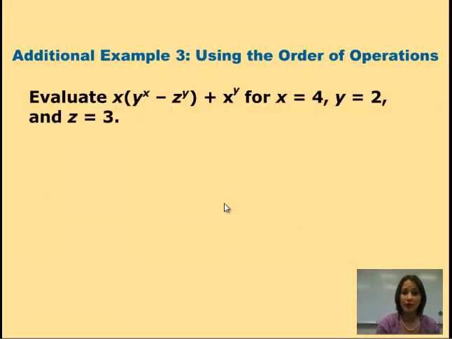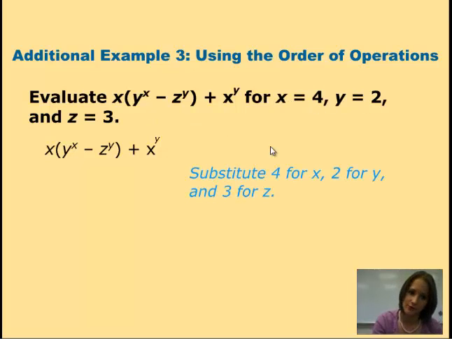This one's a little bit more difficult. You're just substituting and then you're following order of operations. So let's take this one a little bit slow. First I have my expression: x times y to the x power minus z to the y power plus x to the y power. And you might be thinking this is incredibly confusing, but if you look over to the right, it gives you all of the numbers for those variables. x equals 4, y equals 2, z equals 3.